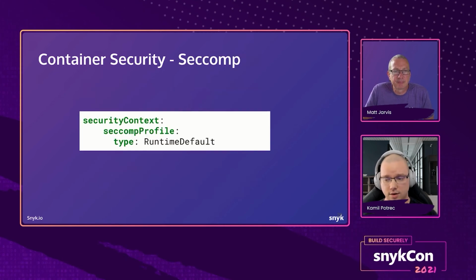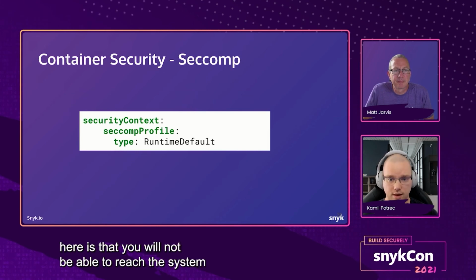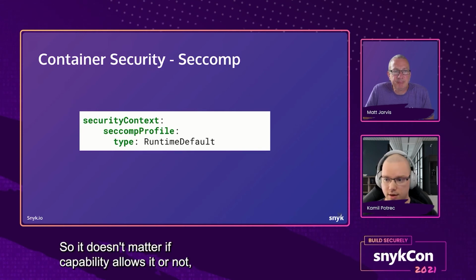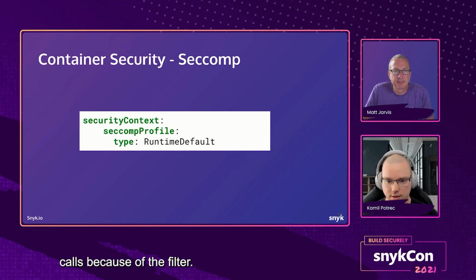Seccomp is another security protection that we can use to filter calls to the system calls. The improvement over capabilities here is that you will not be able to reach the system call in the first place. So it doesn't matter if capability allows it or not, you won't be able to enter the system calls because of the filter.